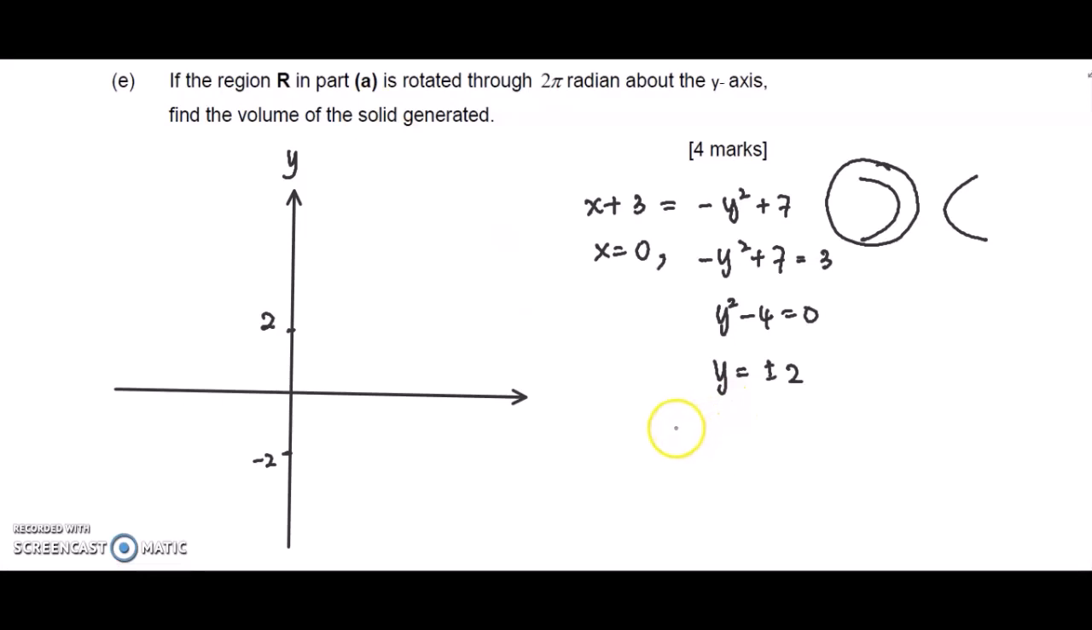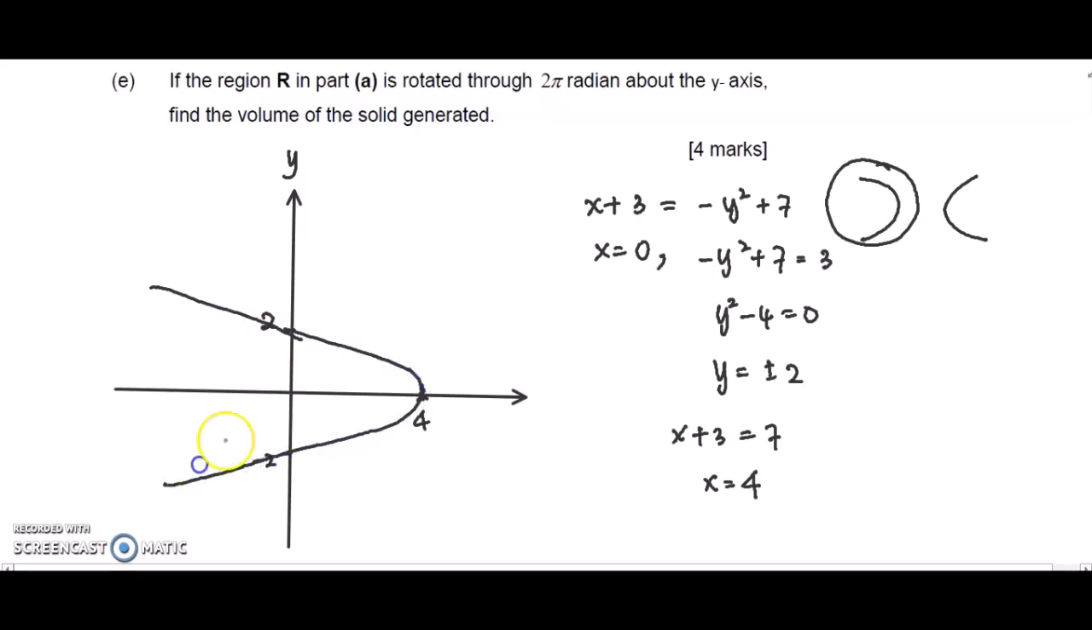Continue by finding the x-intercept. So to get the x-intercept, we let our y equal 0. Then you have your x plus 3 equals 7. Then x equals 7 minus 3, that will be 4. Meaning that your graph will pass through the point 4 over here. So what you have decided just now, the shape is correct because the shape has to pass through the 2 and it has to go to the 4 and it has to turn back to the left and pass through the negative 2.